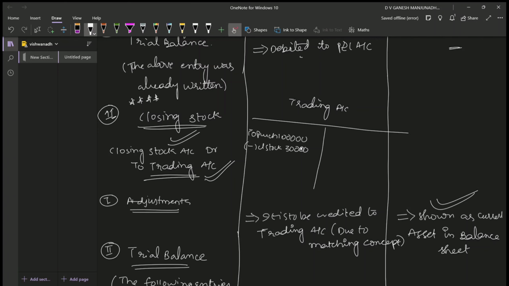If we deduct that closing stock, the remaining balance would be 70,000, that is actually matched with sales, which we have recorded here 70,000 actually. So if we deduct the closing stock from the purchases, the impact would be same, but as it is a closing stock, we are going to say it as stock, which is according to matching concept.